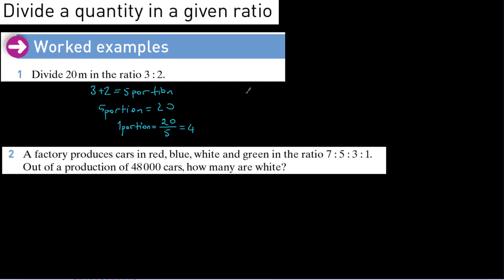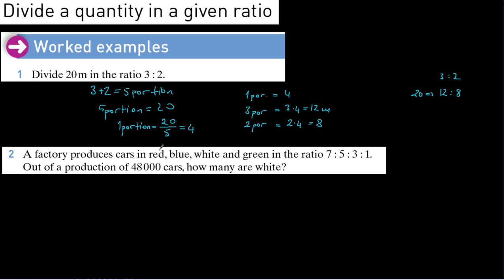So if 1 portion is equal to 4, then 3 portions should be equal to 3 times 4, which is equal to 12 meters. And 2 portions should be equal to 2 times 4, which is equal to 8 meters. So 20 can be separated in the ratio 3 to 2 as 12 to 8. Okay. Let's continue with the other question.